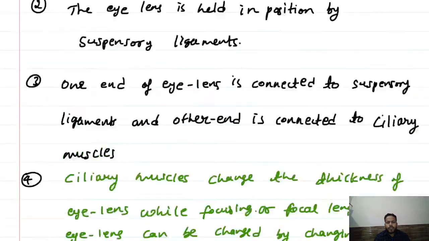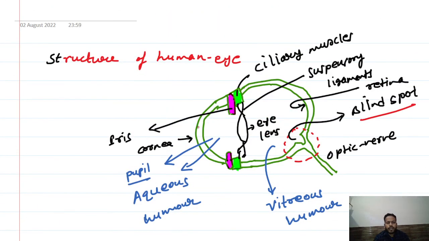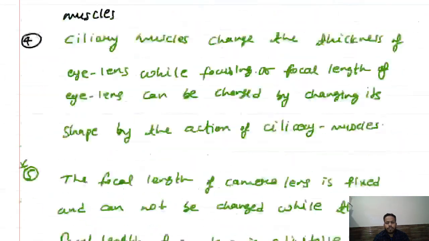Bachon, the space between the front part, the cornea, and the eye lens, the liquid present there is known as aqueous humor. And the liquid which is present between the eye lens and the retina is known as vitreous humor. If you want, we can write those points also.